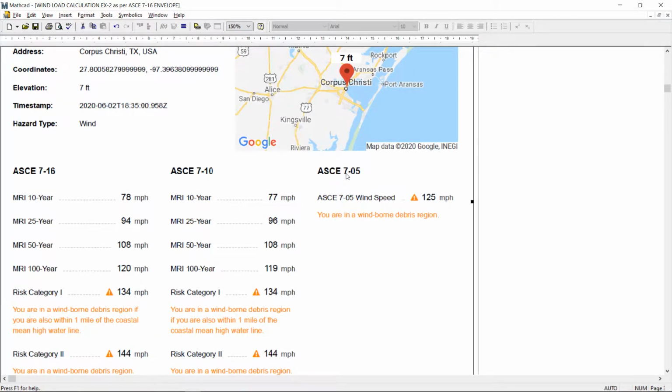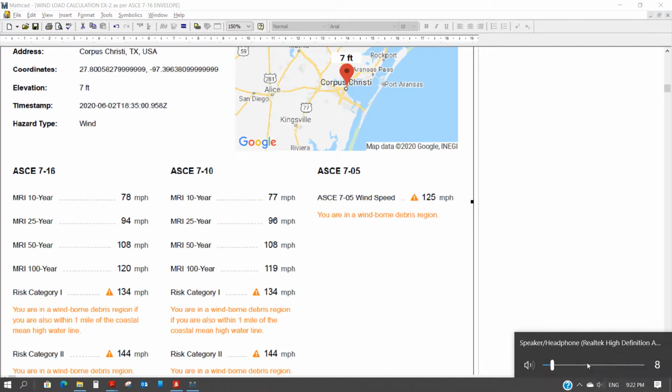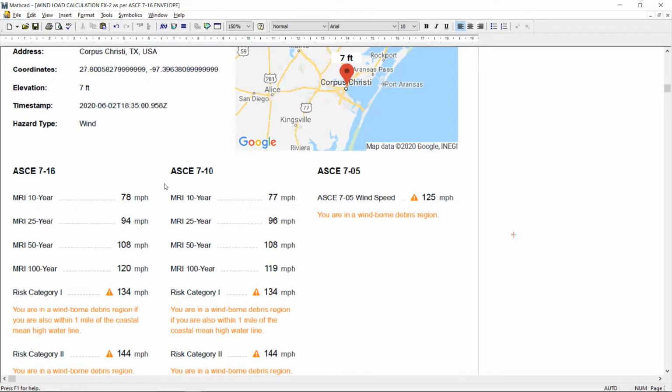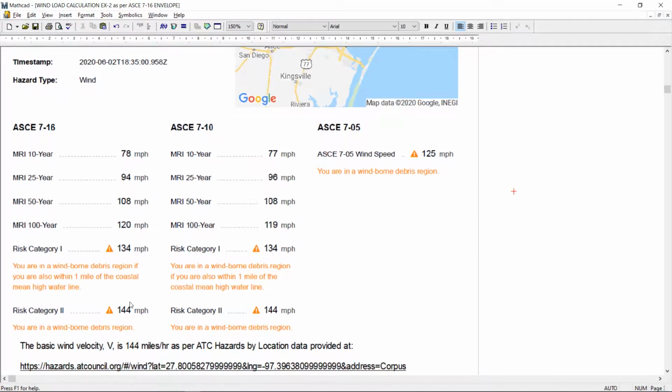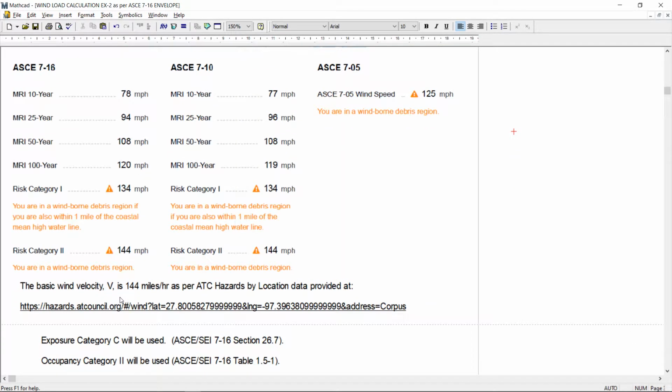Last time, as I showed you, for ASCE 7-05, the wind speed recommended was 125 miles per hour. But for ASCE 7-16, the recommended wind velocity for risk category 2 structure is 144. And I explained to you that in ASCE 7-05, the wind was treated as service load, and now in ASCE 7-16, rather after ASCE 7-10, the wind is treated as ultimate load. So because of that, the load combination is changed, and because of that, the wind velocity is also increased.